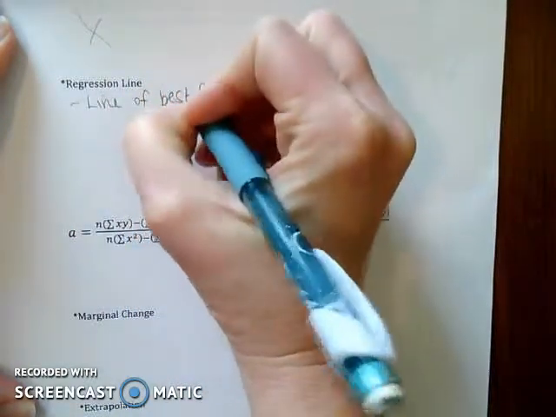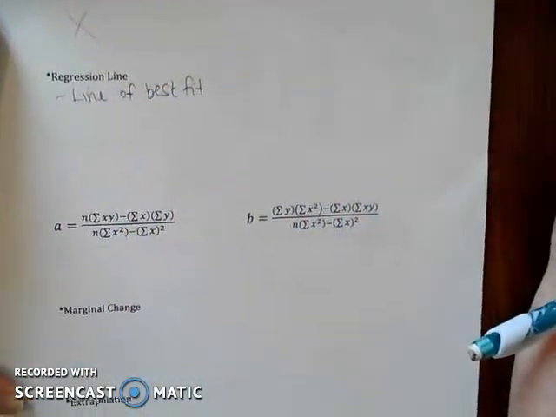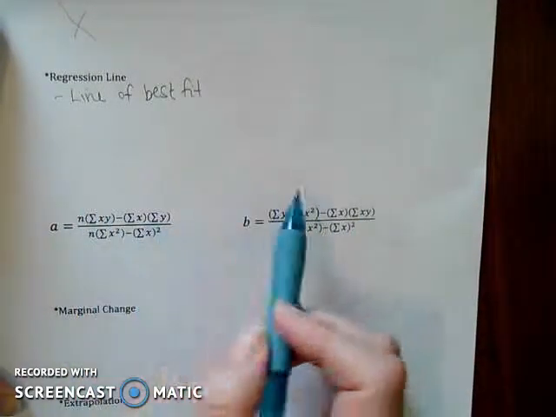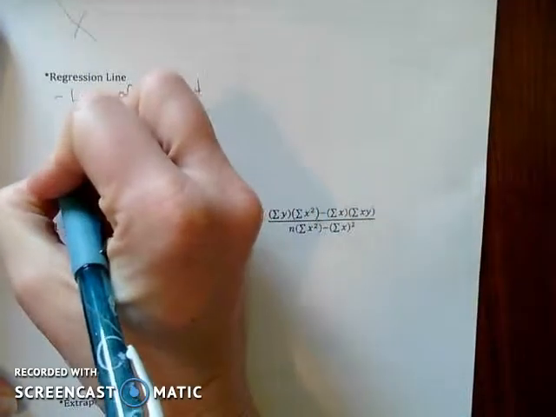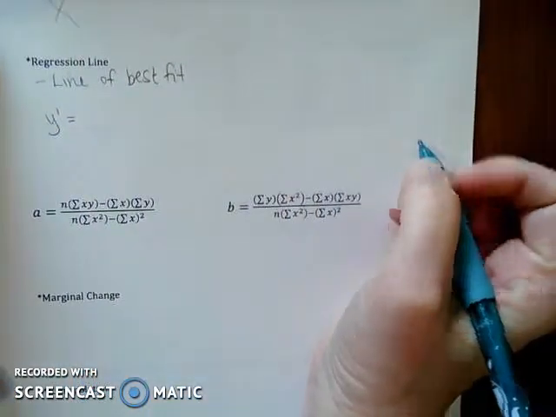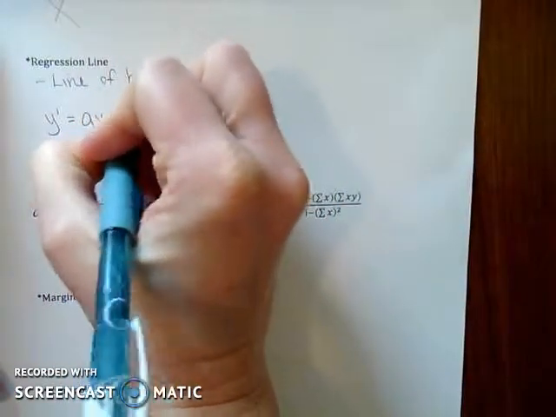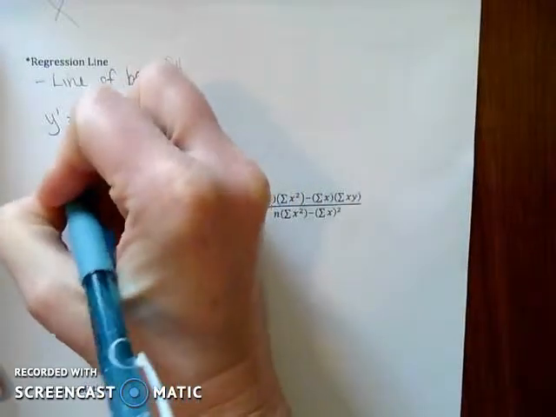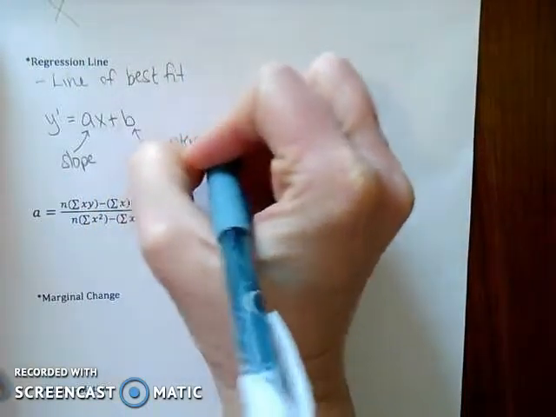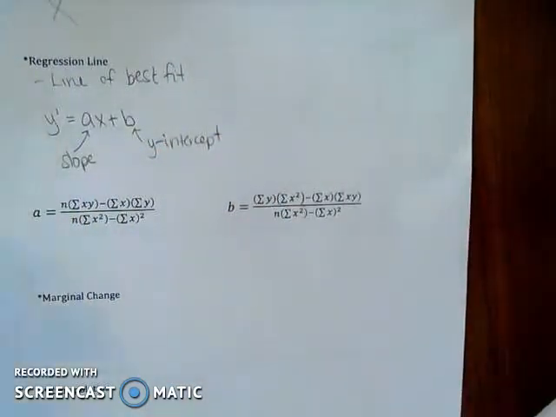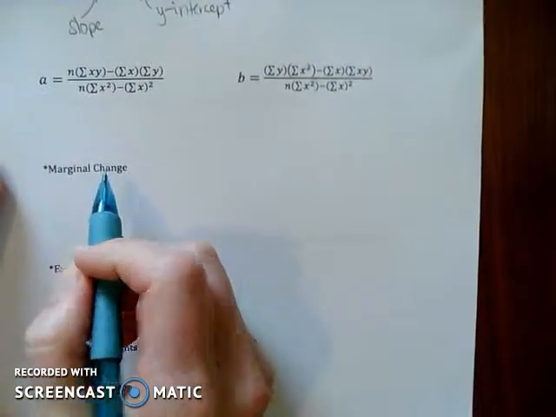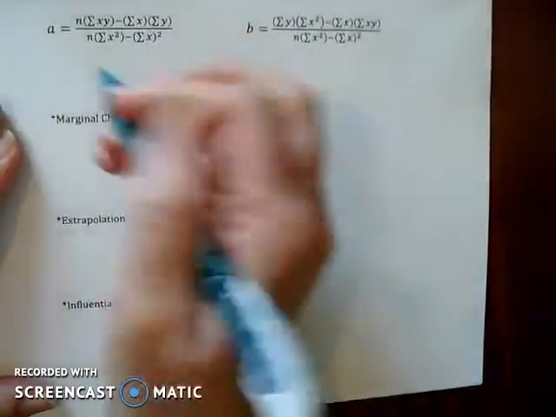But again, our calculators do an awesome thing for us, and they actually calculate it. So again, these are here if you really want to do it by hand, but you don't need to. All right, our calculator will do it for us. Here's how you have to write your line of best fit. Y prime, so you have to put a little apostrophe with it, is equal to AX plus B. So A is your slope, B is your y-intercept. All right, again, we're going to just do that on our calculator, so we'll do that in just a second. Okay, marginal change is basically your slope.